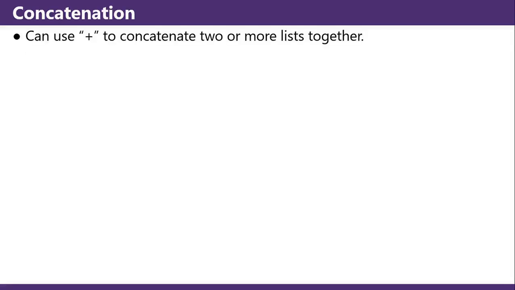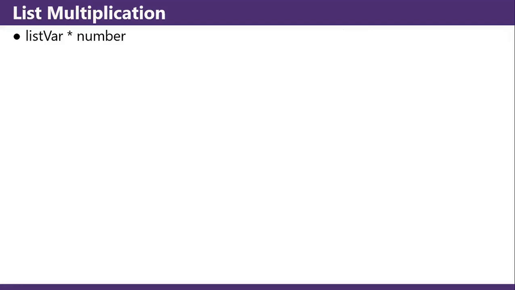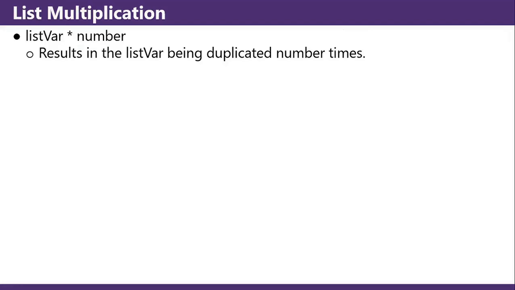Concatenation, can use plus to concatenate two or more lists together. The list [1, 2, 3] plus the list [4, 5, 6] ends up being the list [1, 2, 3, 4, 5, 6]. List multiplication, list_var times number, results in the list_var being duplicated number times.